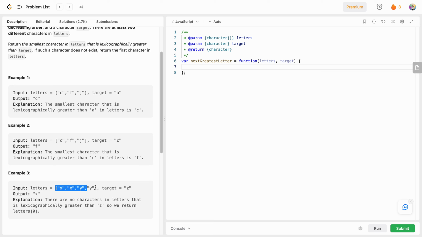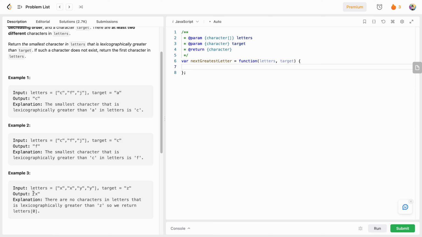Now what about this case? Here we have the character Z, and our letters array is this, and we know that Z is the largest character, right? No other character is greater than Z, but we still need to perform our operation. So we start from the first one, we check with X, and it's not greater, so we move on to the next one. It's still not greater, we move on to the next, and the next, and finally we have checked all of the characters and found that no letters are greater than Z, so we just return the first character, which is X.